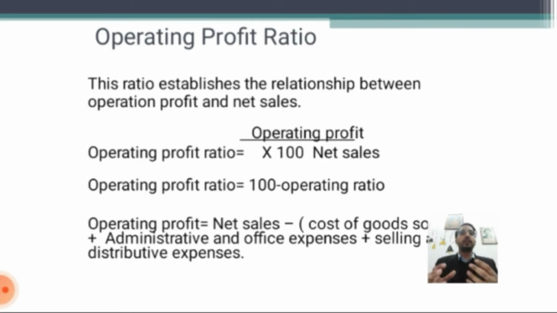Fourth, operating profit ratio. The ratio establishes the relationship between operating profit and net sales. Operating profit ratio is equal to operating profit divided by net sales multiplied by 100. Operating profit ratio is also equal to 100 minus operating ratio. Operating profit is equal to net sales minus cost of goods sold, administrative expenses and selling and distribution expenses.